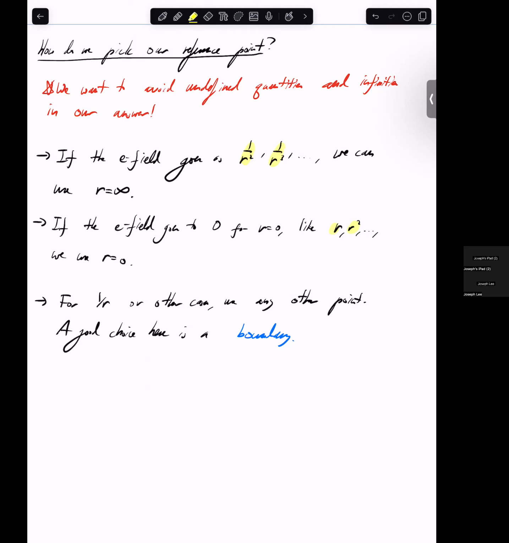But our problem here is a little bit different. We have the case of 1 over r. And we'll show you why, but a good choice for a lot of these problems is to pick the boundary of a conductor, or some value that you know.